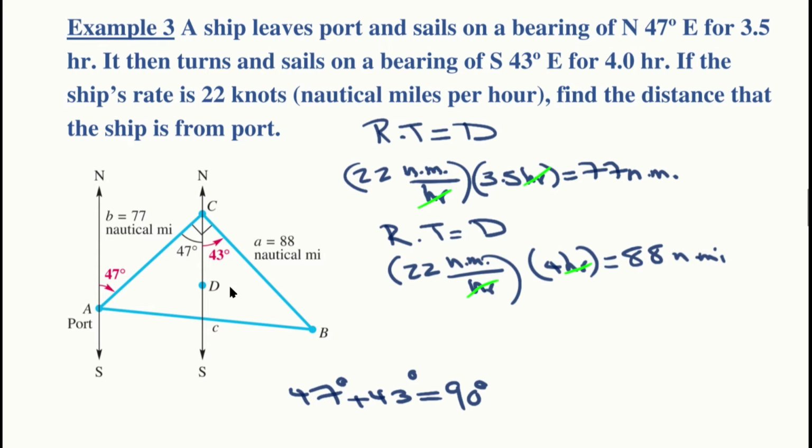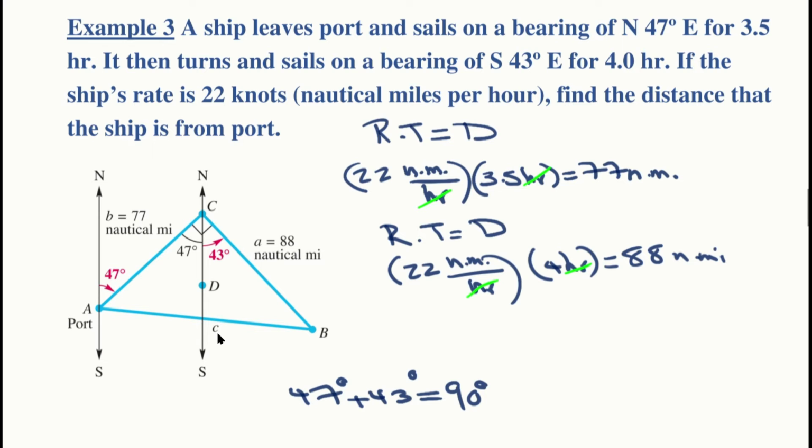Now remember, we're trying to find C, okay? There is really no need to get any trigonometric functions involved here because we have the two legs of a right triangle. We're trying to find the hypotenuse, right? Because that is basically what we're trying to find, the distance that the ship is from port. Notice it starts here at the port, goes here, then goes here. So we want to know at this point how far it is. So we're trying to find C.